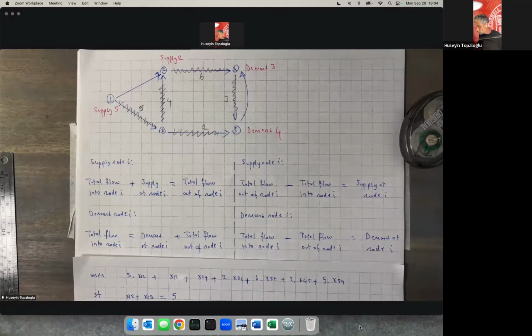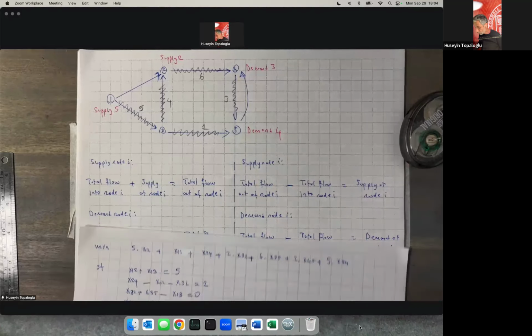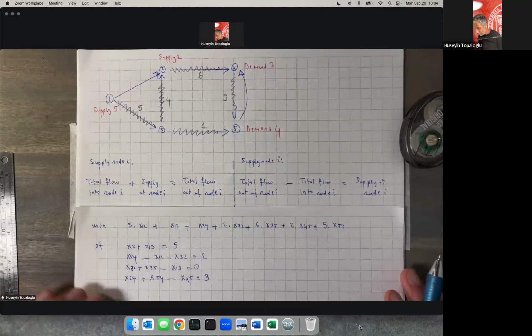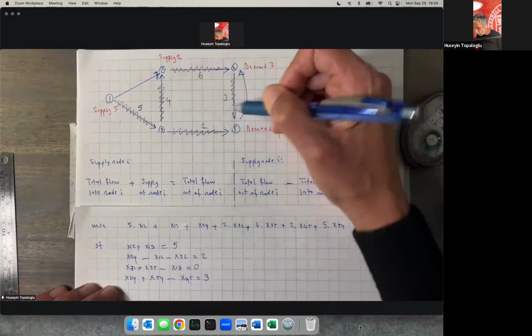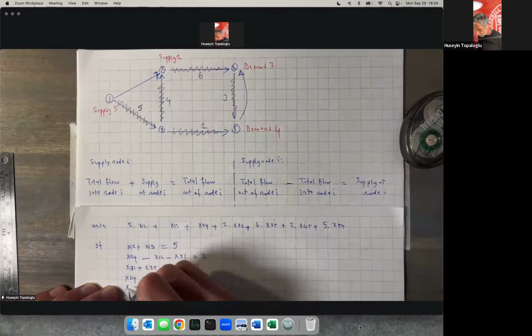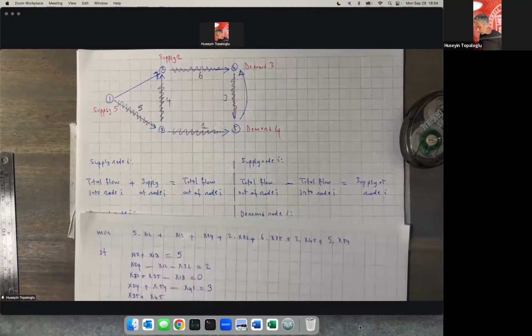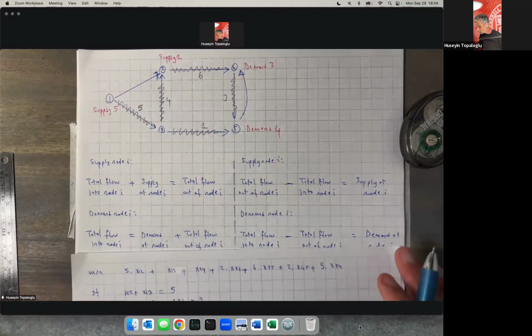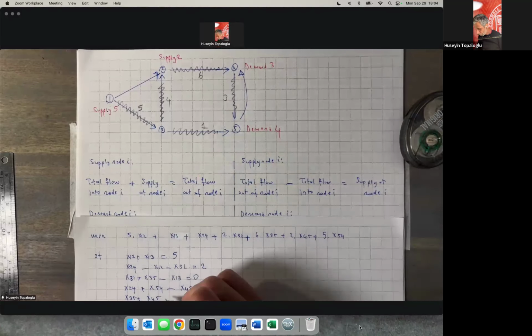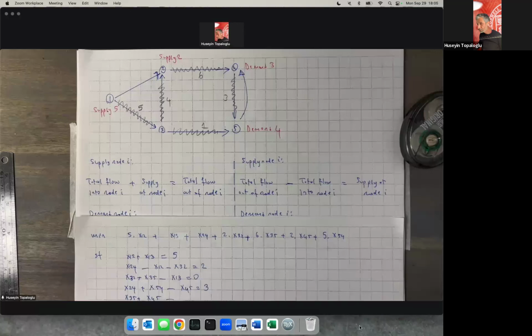So now we're going to write the total flow into node 5 minus the total flow out of node 5 is equal to the demand at node 5. So let's write that down. The total flow into node 5, which is x35 plus x45, minus the total flow out of node 5 is equal to the demand at node 5. This is the total flow into node 5.